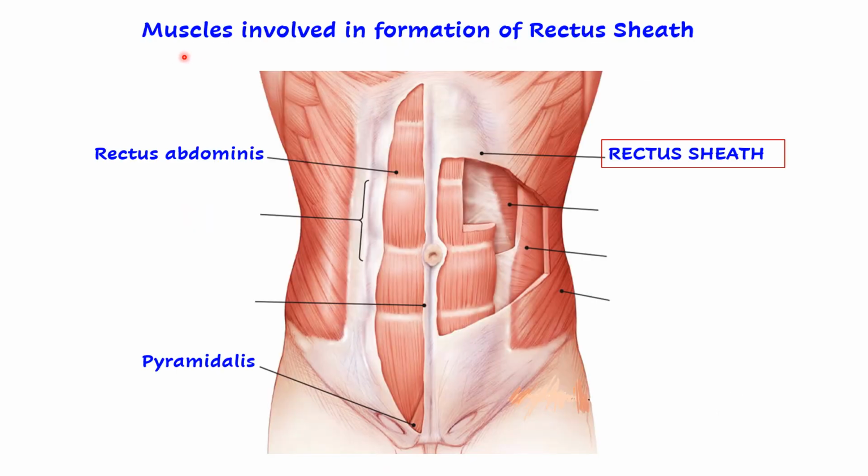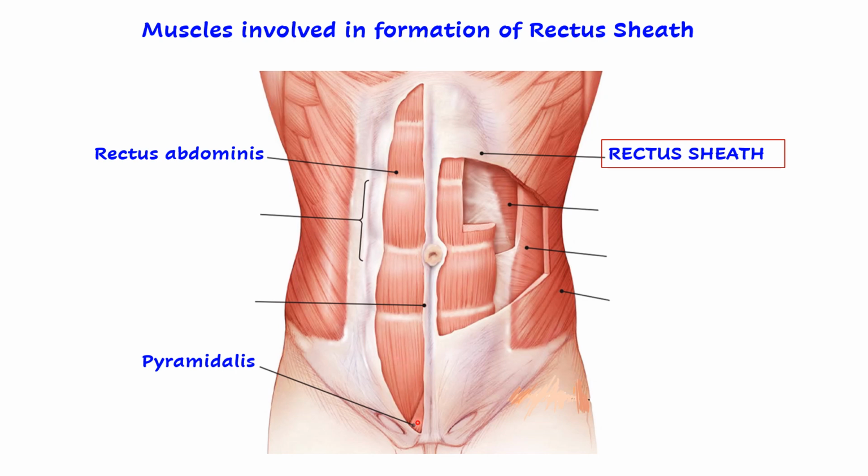Let us now look at the muscles involved in formation of rectus sheath. Now here we can see rectus sheath here also and below also. It has been cut to show you the muscles that will be involved in formation of this rectus sheath. You can see this is white in color and this is formed by aponeurosis of the other three muscles. I told you there are four main muscles which are present in the anterior abdominal wall. One of them is the rectus abdominis and the other three, their aponeurosis, they are going to form this rectus sheath. So here we can see this is the rectus abdominis muscle.